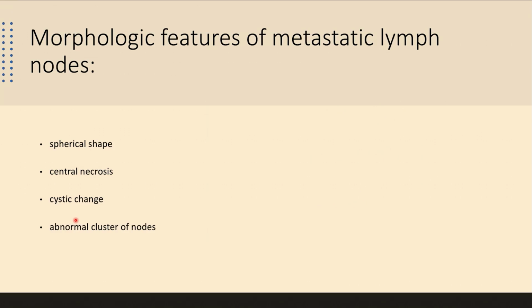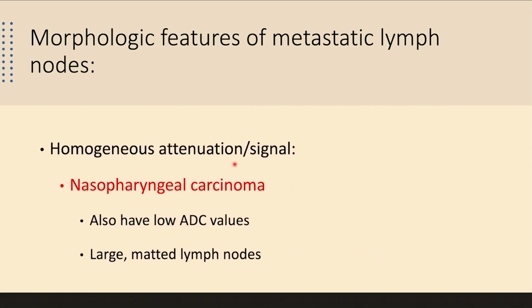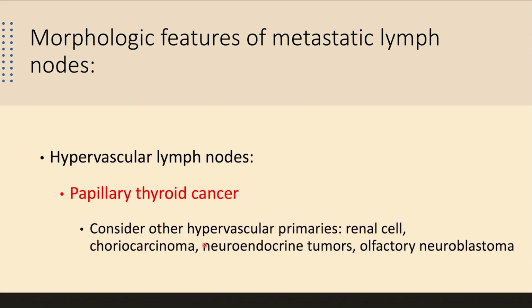Is it cystic? Is it necrotic? Is it calcified? Morphology of metastatic lymph nodes: the spherical shape, central necrosis, cystic change, abnormal cluster. If there's cystic change, think P16 positive oropharyngeal cancer. Papillary thyroid cancer can be cystic because of the accumulation of colloid. Now, homogeneous attenuation, think nasopharyngeal carcinoma. Again, these are going to be EBV related, large matted lymph nodes. Okay? Calcified lymph nodes, think of your thyroid cancers. Okay? And they have cystic changes, and then, you know, we talked about the differential there. Hypervascular lymph nodes, papillary can be hypervascular.